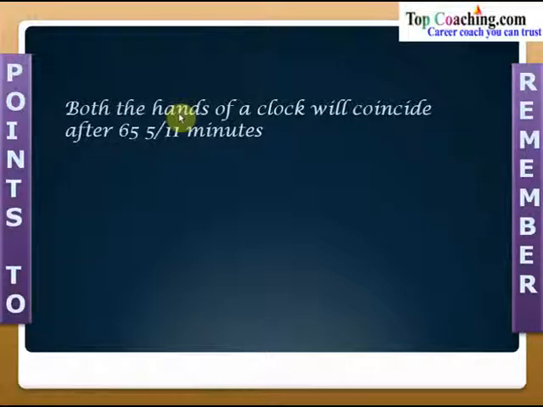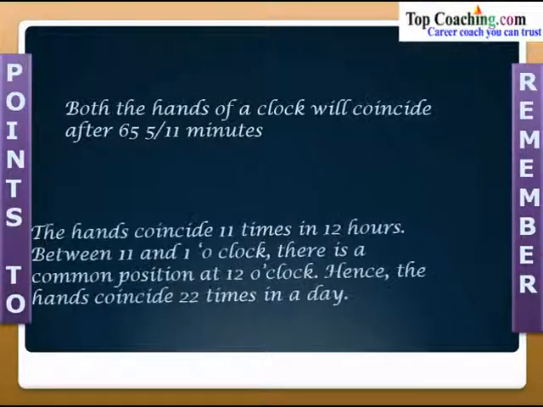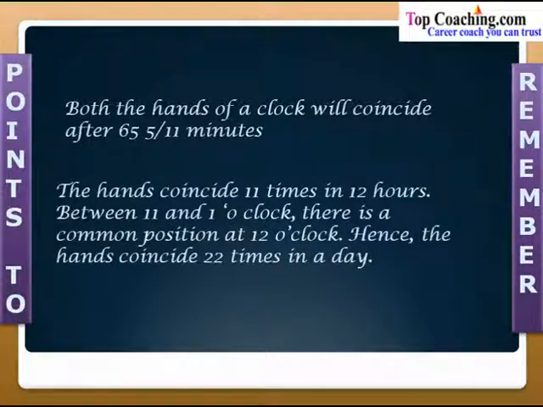Both the hands of the clock will coincide after 65 5/11 minutes. This is a very important point to remember: the two hands of the clock will always coincide after 65 5/11 minutes. Now the hands coincide 11 times in 12 hours. This is because between 11 and 1 o'clock there is a common position at 12 o'clock. Hence the hands coincide 11 times in 12 hours, and so in 24 hours they would coincide 22 times a day. So the hour hand and the minute hand would coincide 22 times in a particular day. They would coincide after a gap of 65 5/11 minutes.